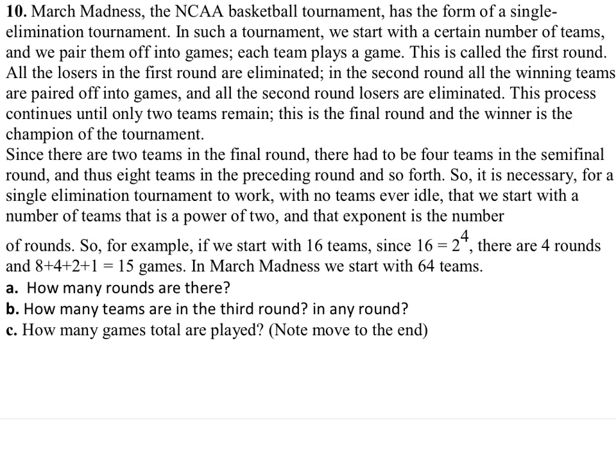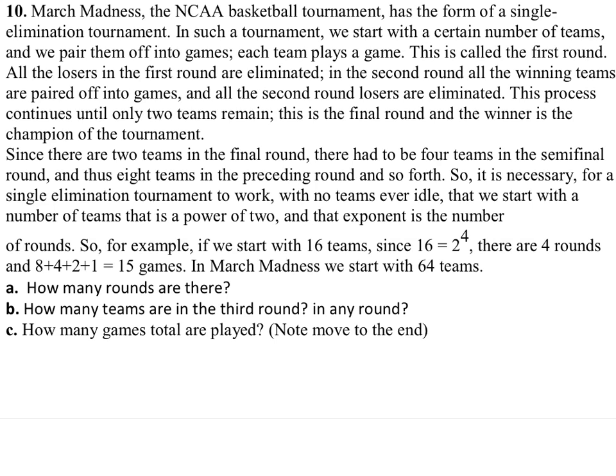All right, in March Madness, the NCAA basketball tournament has the form of a single elimination tournament. In this tournament, they start with a certain number of teams. Some of you guys know how many teams there are, and that doesn't matter because we're going to figure it out anyways. Or they're going to tell us. This is called the first round. After the teams play, the losers go home, and the winners continue to play. And that continues on until there's two teams left, and the winner of that game is the champion. The loser is still a loser.